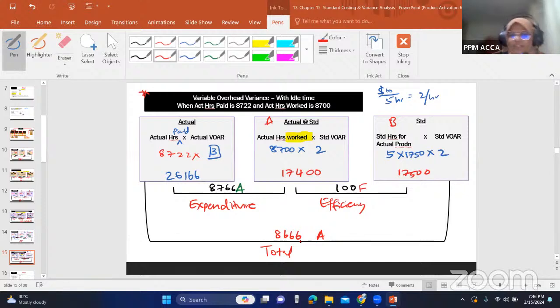Quickly take it down. There's nothing much here. It's just that the actual hours paid and worked will be separated.